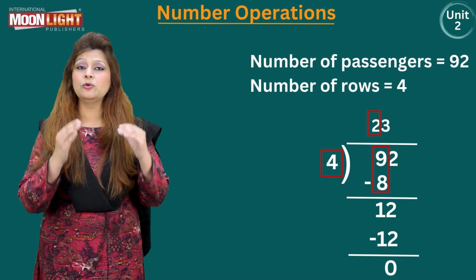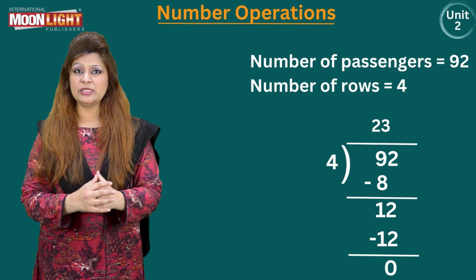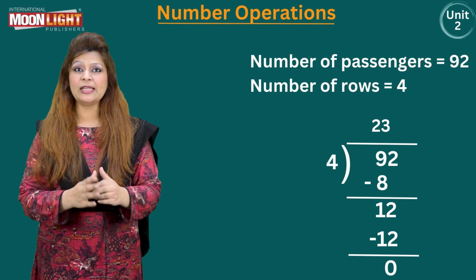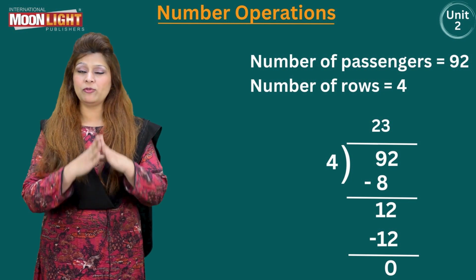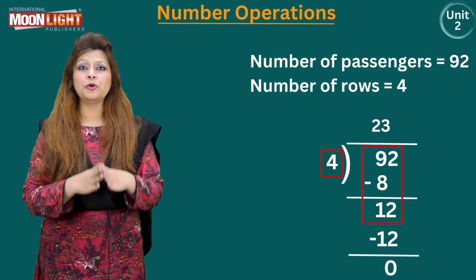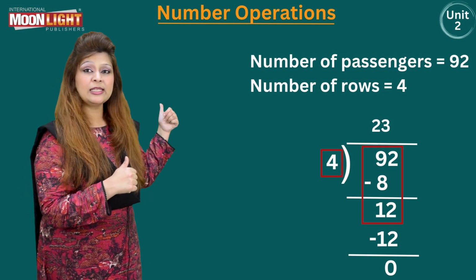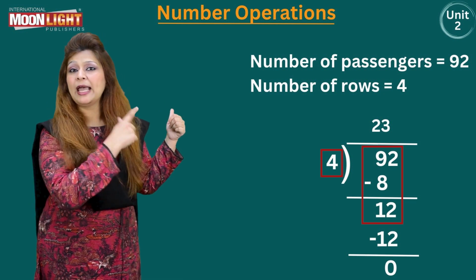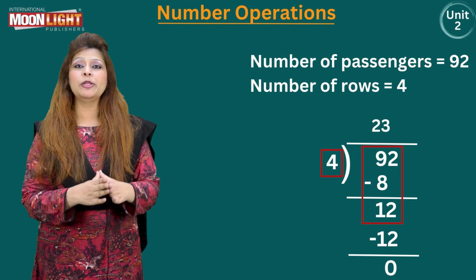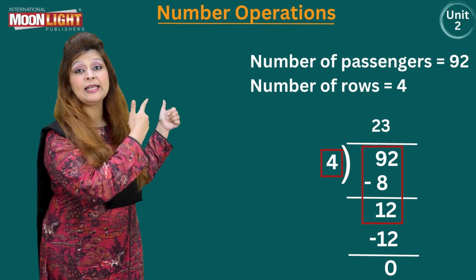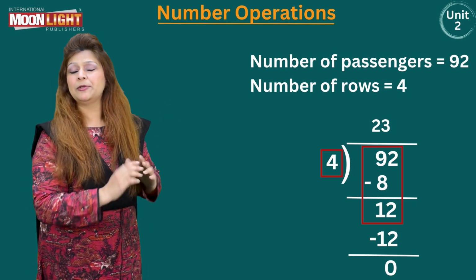I'm just going to write a subtraction sign because my third step is subtract. Now I'm just going to subtract. For subtraction purposes, I need to draw a straight line over here, like this. Now what I'm going to do, 9 minus 8 is 1. So I'm going to put the number 1 over here exactly below this number 8.